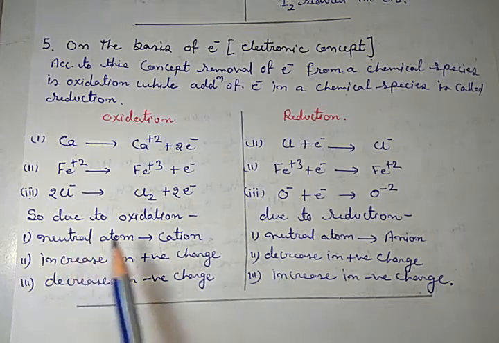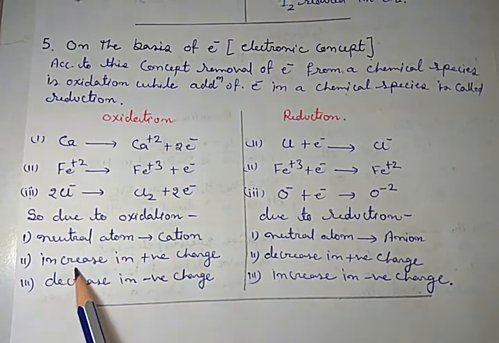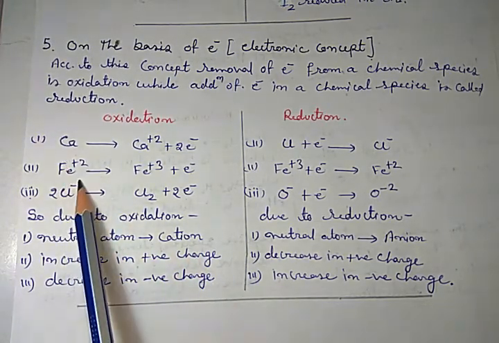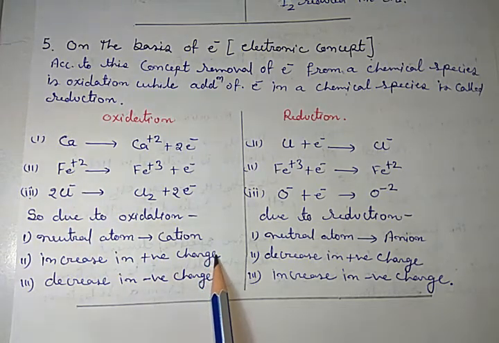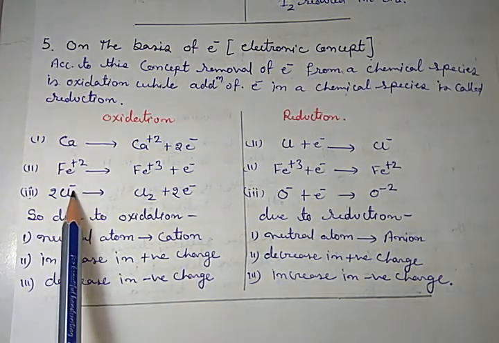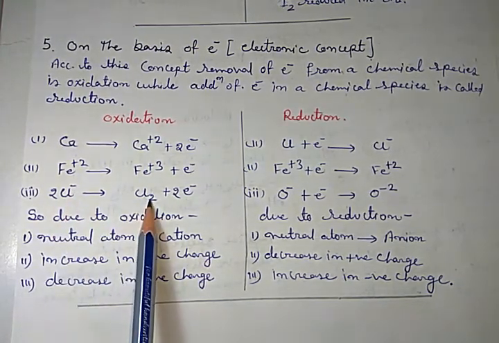If it is a neutral atom, then it will convert into a cation. If it is already a cation, then there will be an increase in positive charge, and if it is an anion, then there is a decrease in negative charge.